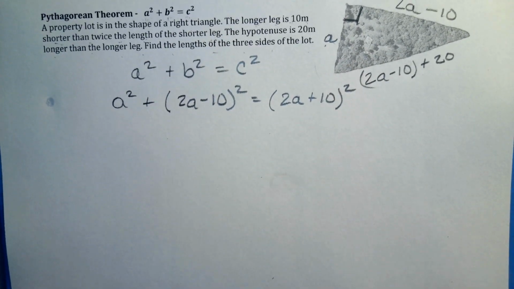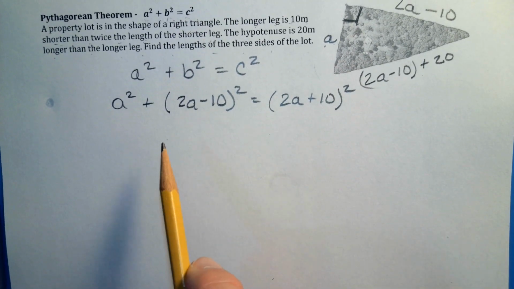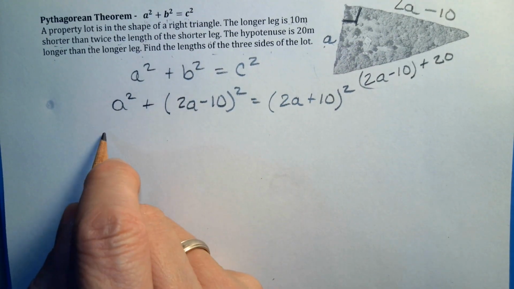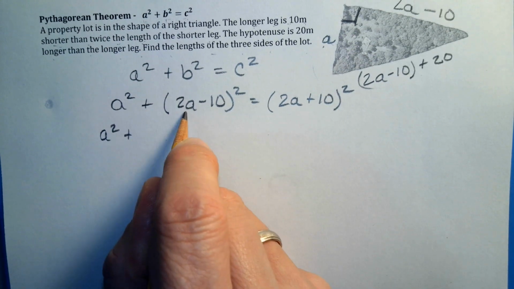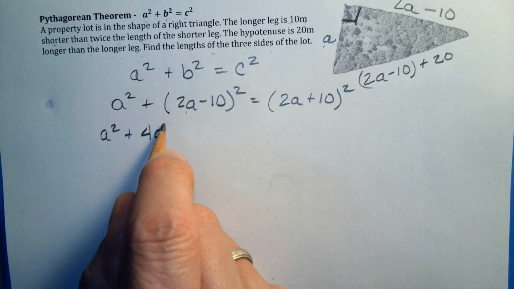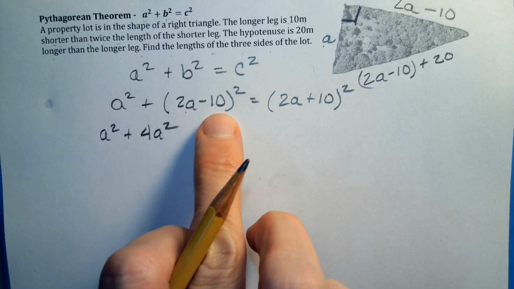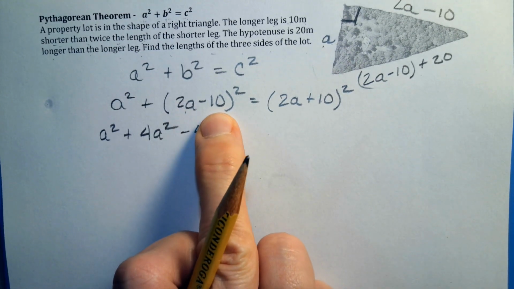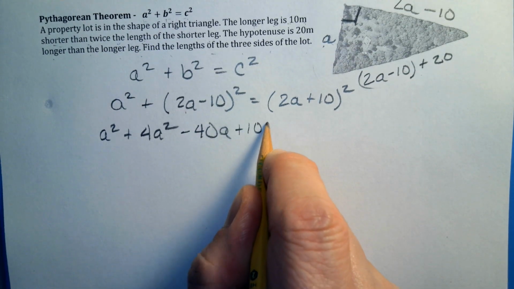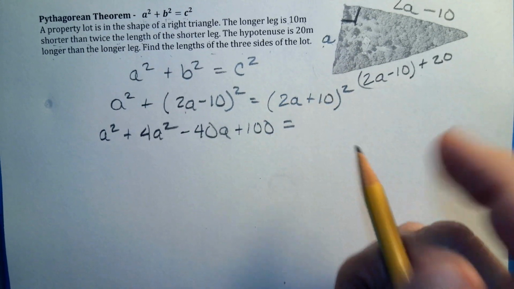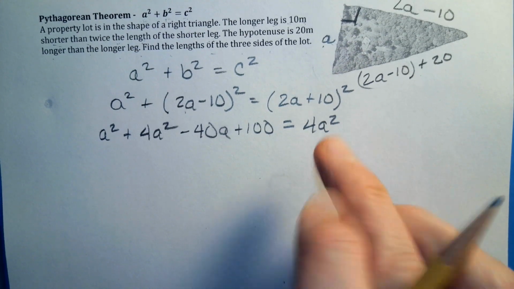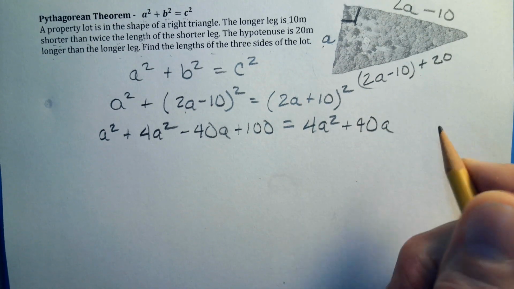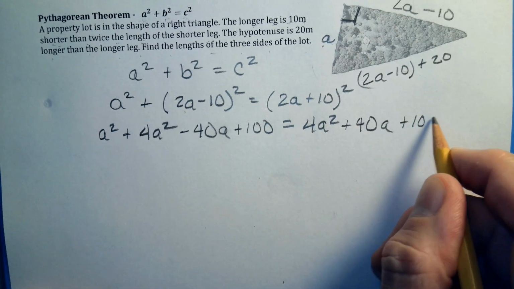And now, again, we're going to have a quadratic equation. We just need to simplify and set it equal to 0. So let's expand these. We have A squared plus 4A squared. The center term is twice the product of the two, so that'll be negative 40A, and then the last term squared, so plus 100. On the other side, similar thing, we have 4A squared, twice the product of the two, so that's plus 40A, and then plus 100 again.